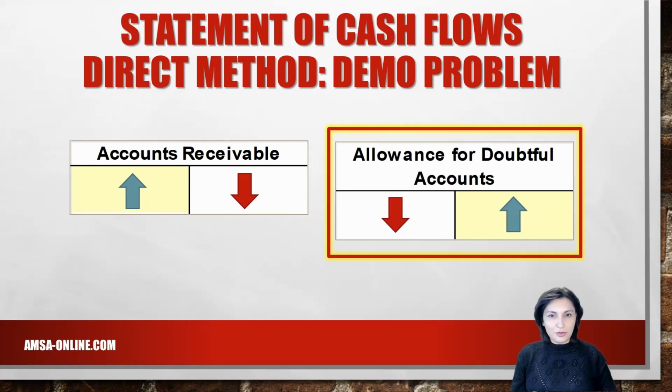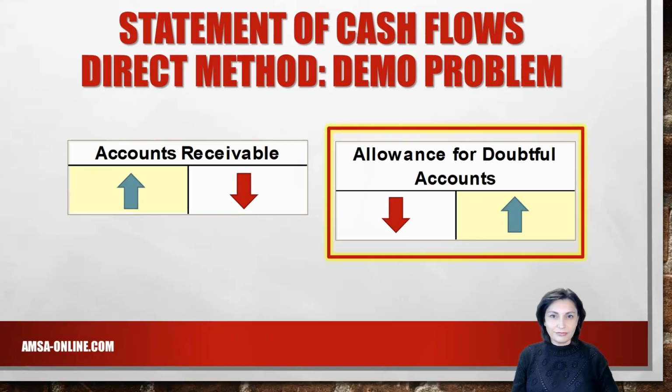The allowance account is a contra-asset account. It is increased by credit and decreased by debit. When estimated debts are recorded, the allowance account is increased or credited, and the bad debt expense is increased or debited. Note that cash is not involved in this transaction.